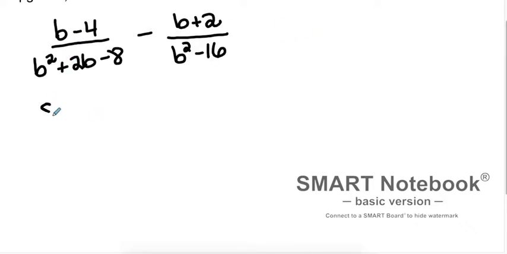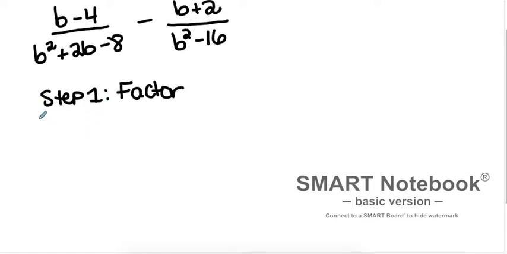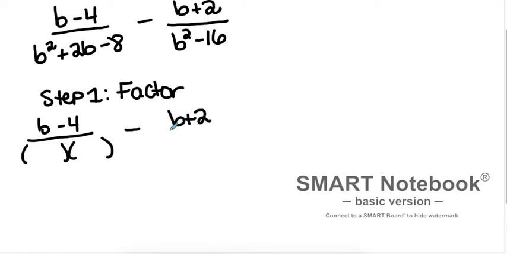So I'll write it in steps. Step one, we want to factor. Okay, so let's do that. So we have b minus 4 over, now this is a quadratic, so I'm just going to set up my two quantities, and then b plus 2, and then same thing with the second denominator.